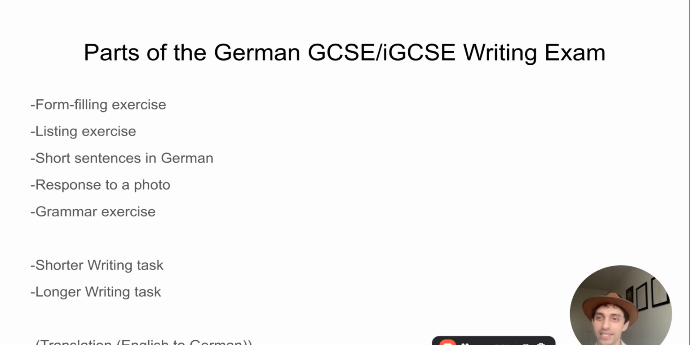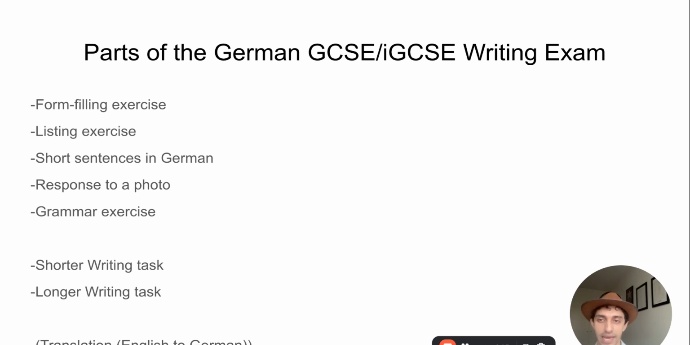The first of those is the different parts of the German GCSE and iGCSE writing exam. I've just written this out very neatly here in case you're not fully aware of it. There are some parts of the writing exam that are almost the same for everybody, regardless of whether you do foundation tier or higher tier or which exact exam board you're following. Those are the shorter writing task and longer writing task. Other parts, these 5 parts written above, can vary from exam board to exam board, and they can also vary depending on whether you're doing foundation tier or higher tier.